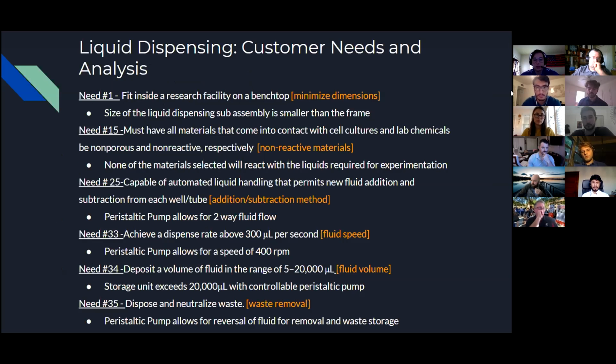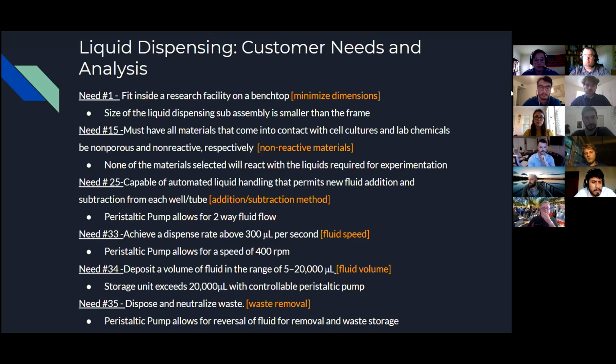The customer needs that we have with the liquid dispensing mechanism vary from size to speed. Need 1 relies on the fact that the liquid dispensing mechanism has to be small enough to fit on a benchtop, and since it fits within the frame, this is already met. Needs 15 and 35 are pretty similar, where they have to deal with waste and reaction, where the waste needs to be able to be extracted, and there needs to be no reactive materials that can react with the fluid. This is done by using no materials that can react with the fluid, and also the peristaltic pump allows for the reversal of fluid, so the fluid can be removed without having to take the entire device apart.